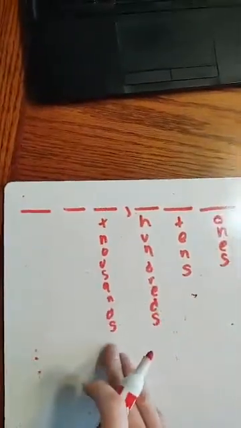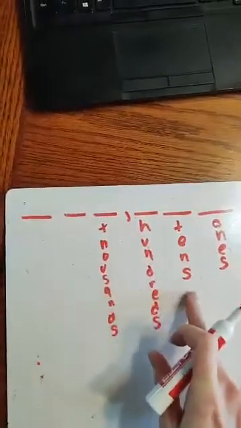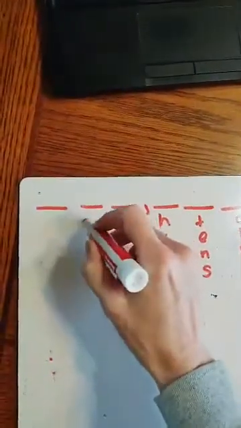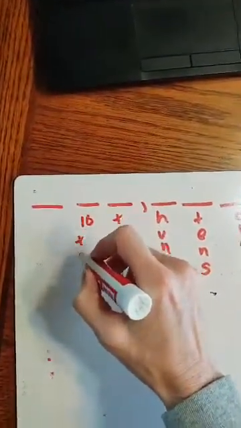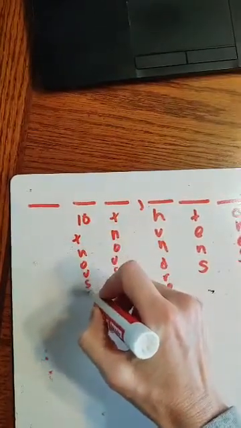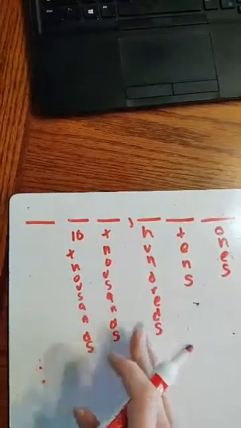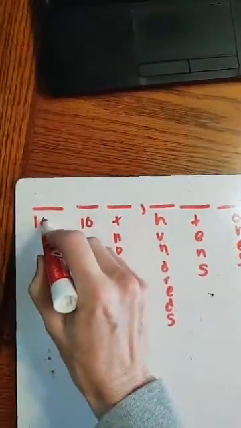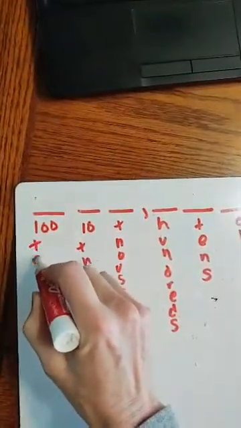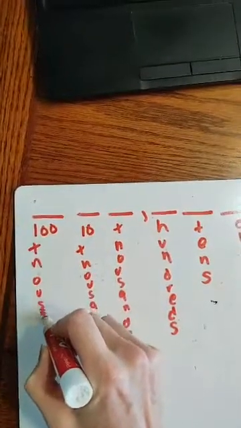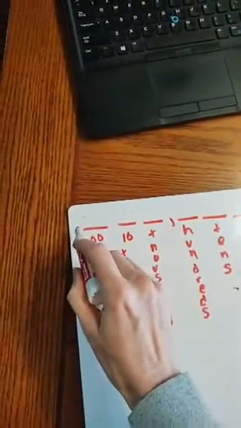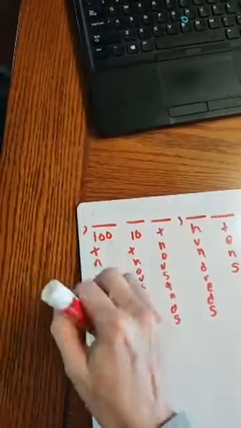And since we're in the thousands, this next one is 10,000s. Again, they're following that pattern. The third one was 100, and we're in the thousands, so 100,000s. If I had more room over here, I'd have another comma and 3 more spaces, and I'd go millions, 10 millions, 100 millions.